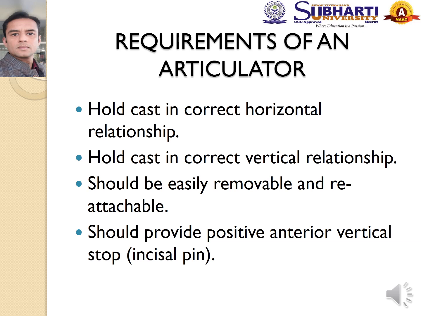Now, vertical relationship is of utmost importance. Loss of vertical relationship will lead to many problems, and an increase in vertical dimension will again cause many problems to the patient. So a correct vertical relationship is of utmost importance, which an articulator provides. Then the third one, it should be easily removable and reattachable, that is the maxillary and the mandibular cast can be easily removed and easily attached, and it should provide a positive anterior vertical stop, that is the incisor pin. We will go into detail in the later half of this lecture.